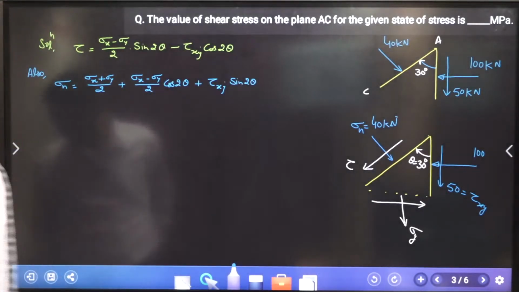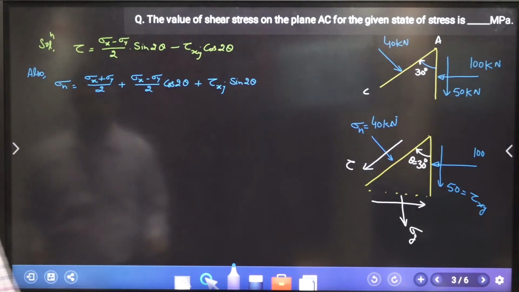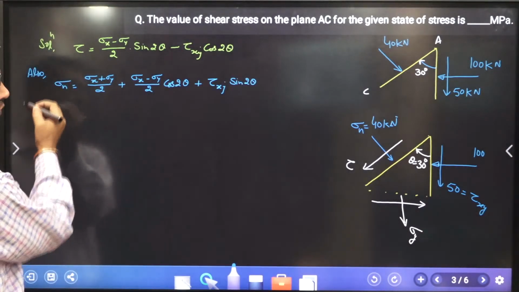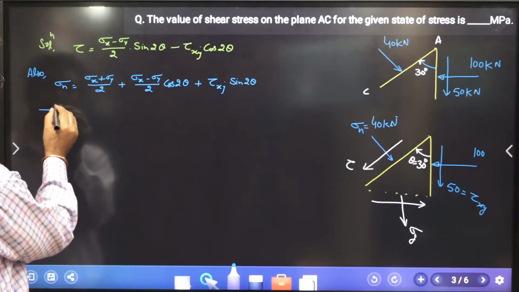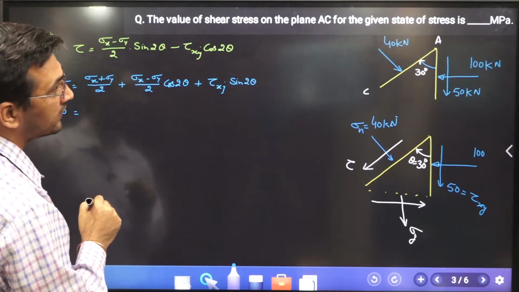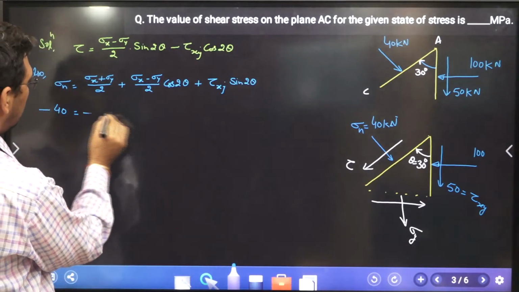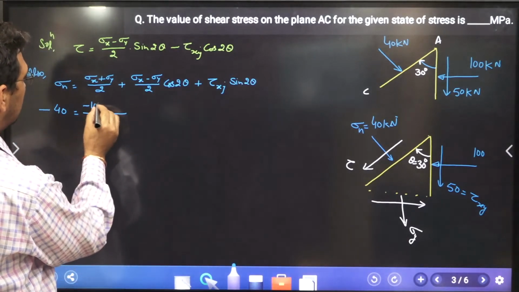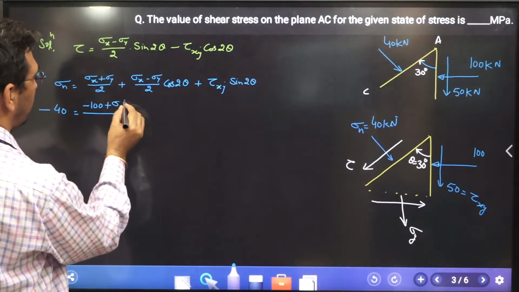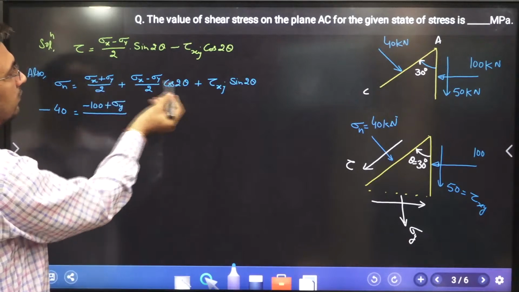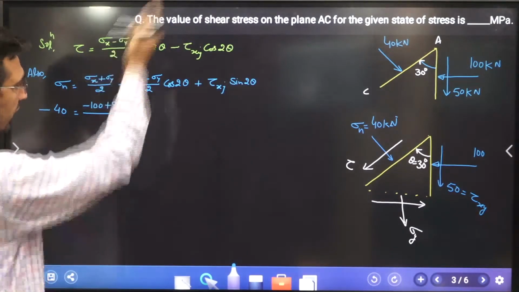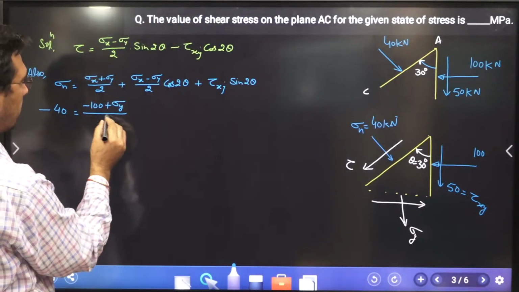Okay. Anyway, now just input the value. So sigma n, as I told you, is negative, compressive. So it is minus what? 40 kilonewtons. So minus 40 equals, what is sigma x? Because sigma x is also compressive, so it is minus 100. What is sigma y? Sigma y, you don't know. So as of now, I'm taking it as tensile only, because in this formula also they are appearing as tensile. But if it turns out to be negative, then it will be compressive.